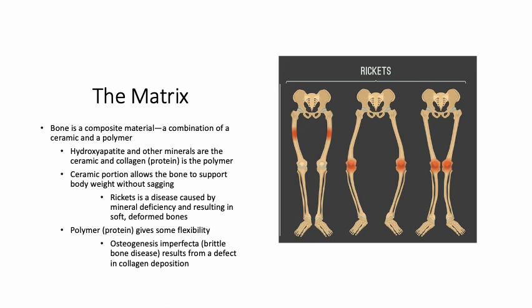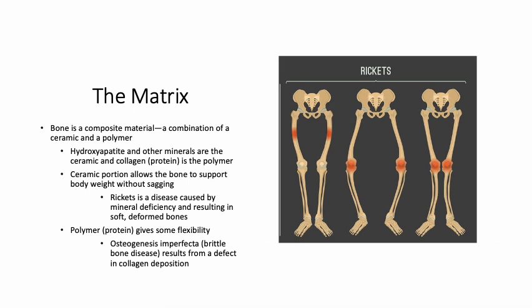Our bone matrix is a composite material, meaning that it's made up of more than one thing. It has a ceramic and a polymer layer. The ceramic layer is the hard mineral layer, and the polymer layer is the softer protein layer. The ceramic portion allows for support of the body weight without our bones sagging. It makes our bones strong. The polymer layer makes them flexible, so they're not too strong where they snap like glass.